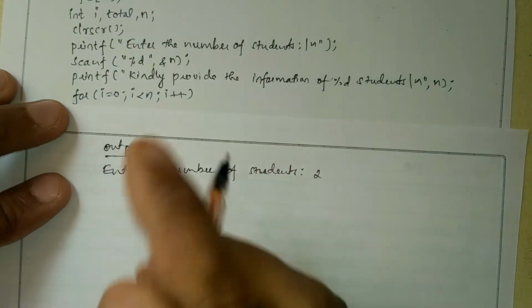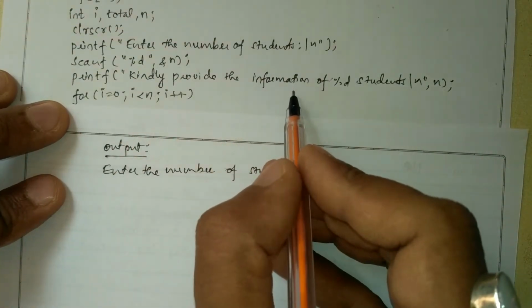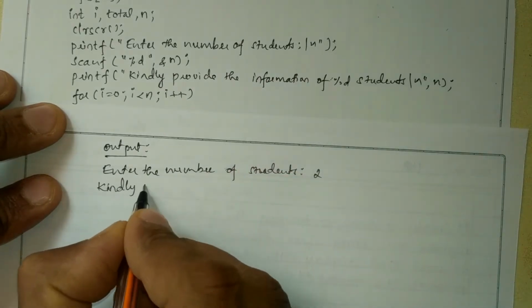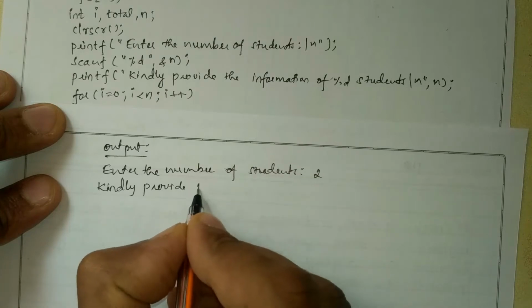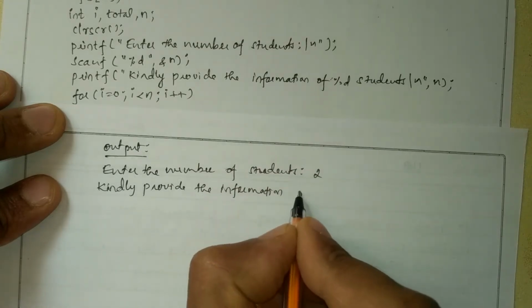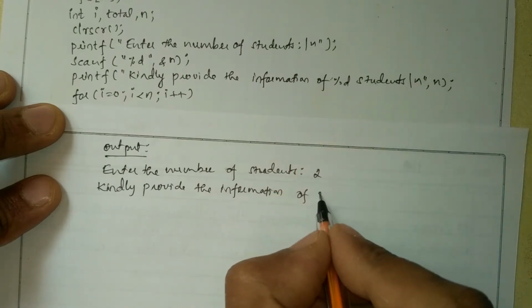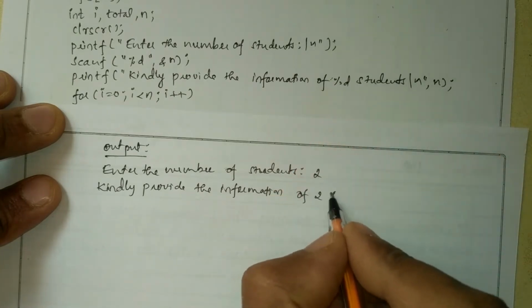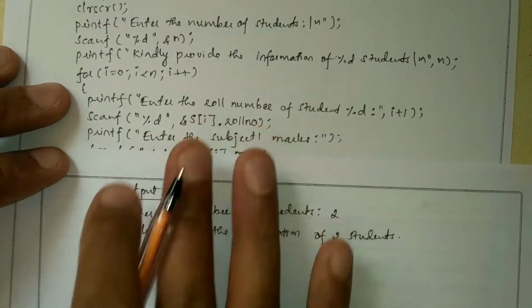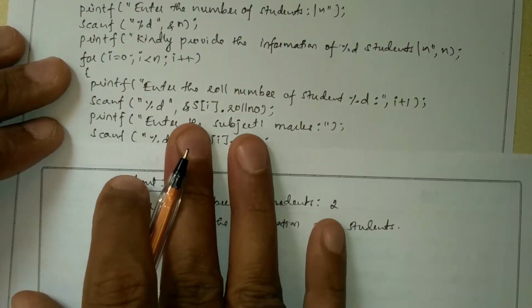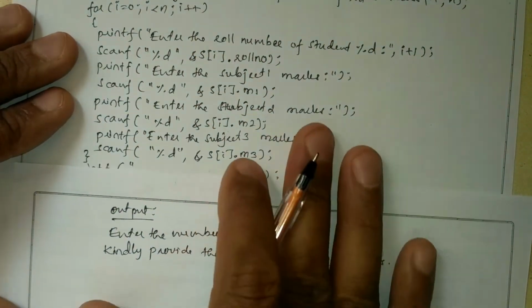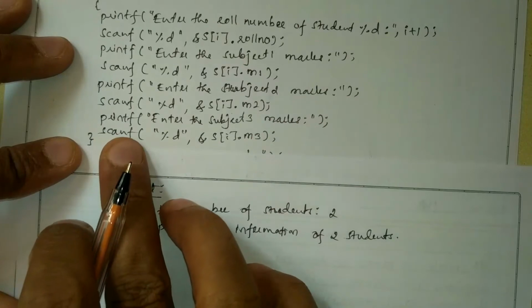Next, it is going to print kindly provide the information of percentage d students. So it is going to print kindly provide the information of percentage d students, consisting of what? 2. So 2 students. Next, here you can see we have got an iterative statement to receive the information. So up to here, correct?